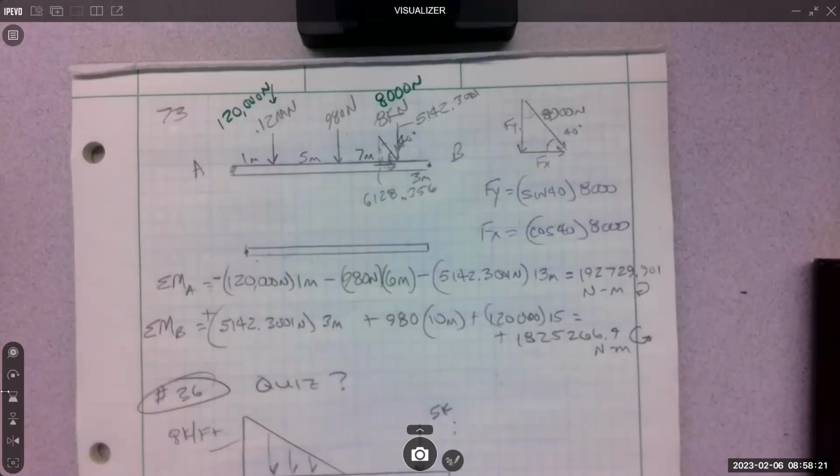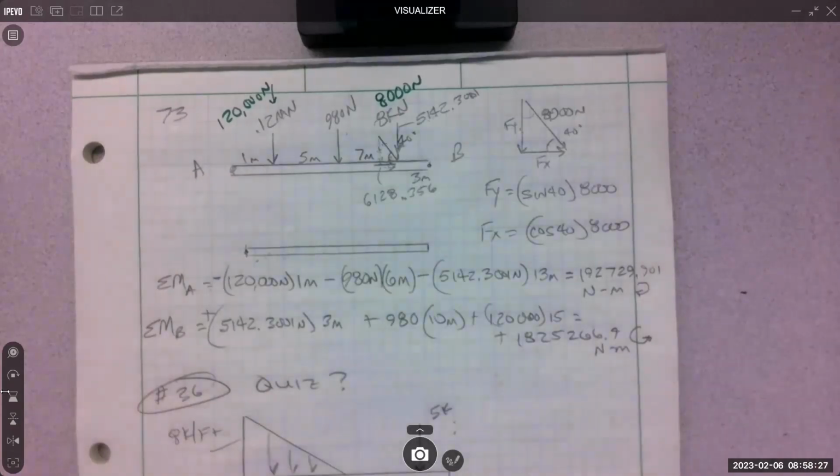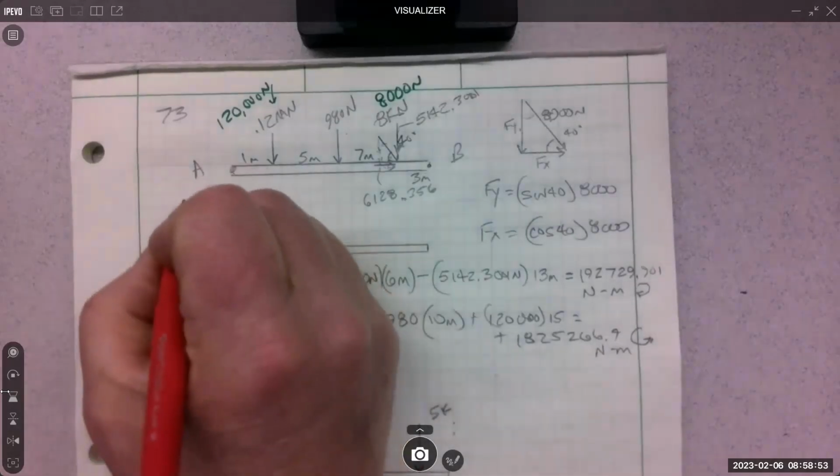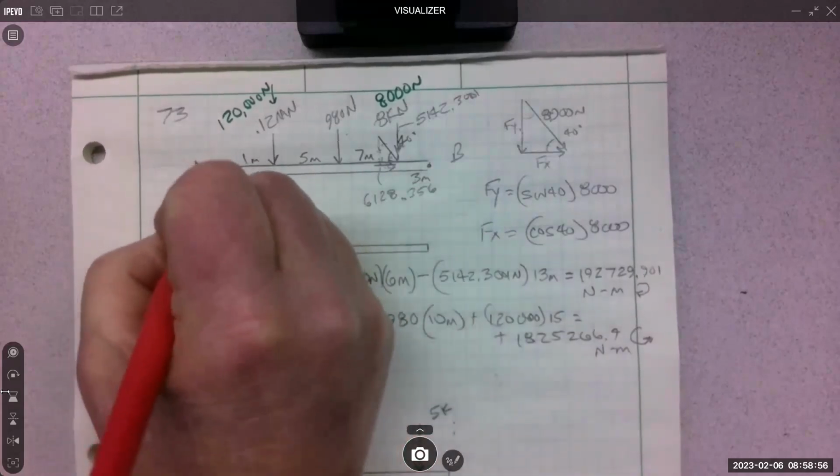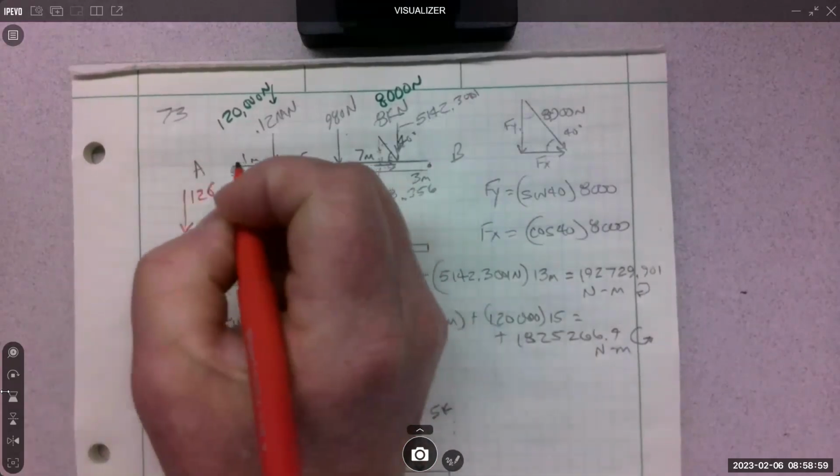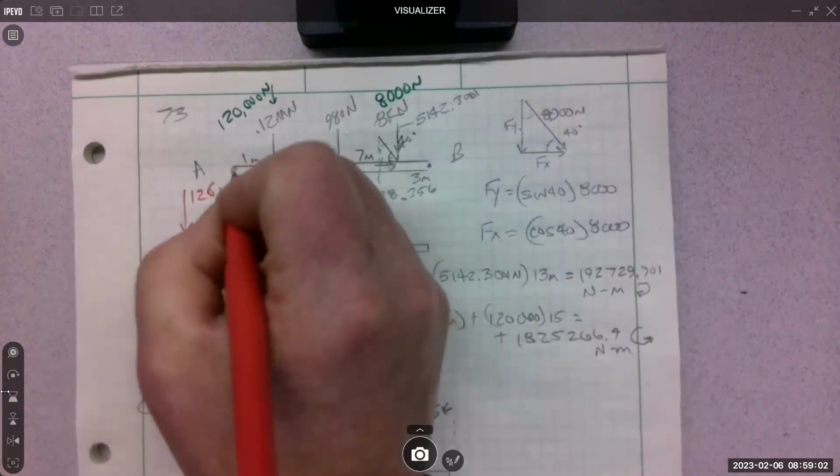So you got to add up all the Y's. Do it, I'll do it. 120 down, 980 down, 5142. See if my red pen works. Down I get 126. Yep.